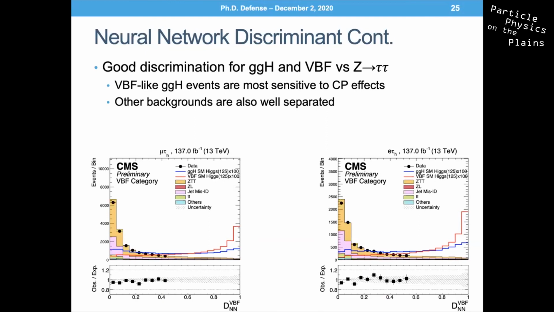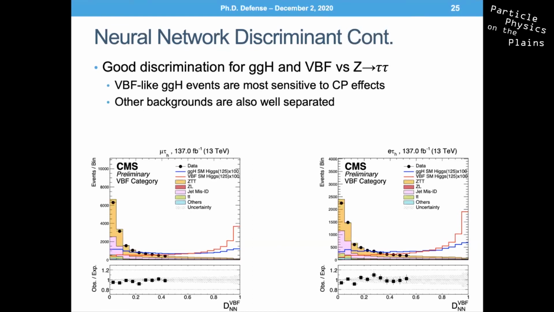And so we look at the neural network outputs. On the bottom left, that's for the mu tau channel, and on the bottom right, that's the e tau channel. And we start by seeing that, as expected, we've got good separation between VBF and Z to tau tau, with VBF peaking near 1 and Z to tau tau peaking at 0, just as we expect.